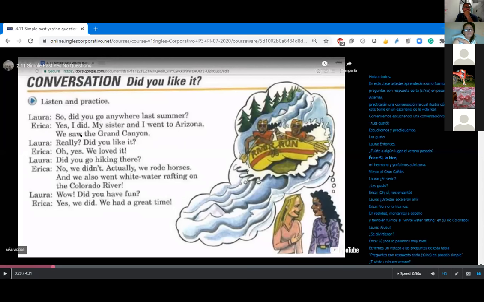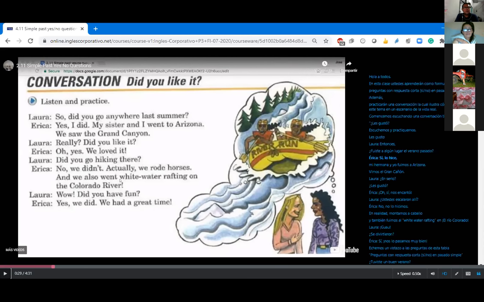Okay? We saw the Grand Canyon. Y ahí se convierte en plural. Did you like it? We loved it. Okay? Now she's including the sister. Did you go hiking? No, we didn't. Okay? Erica and the sister. No, we didn't. Actually, we rode horses. Rode is the past tense of ride. We rode horses. Okay? Erica and her sister.